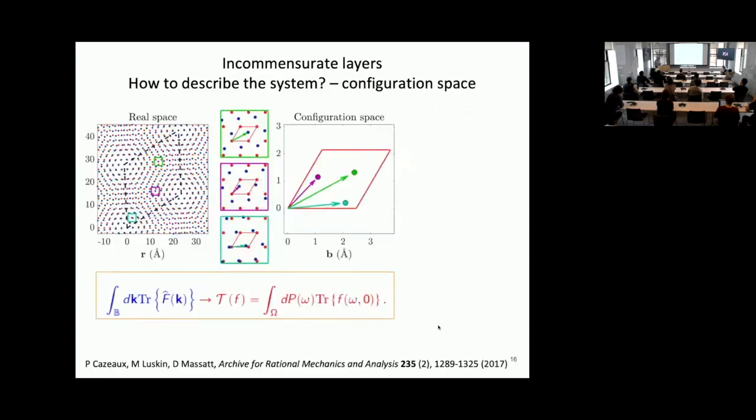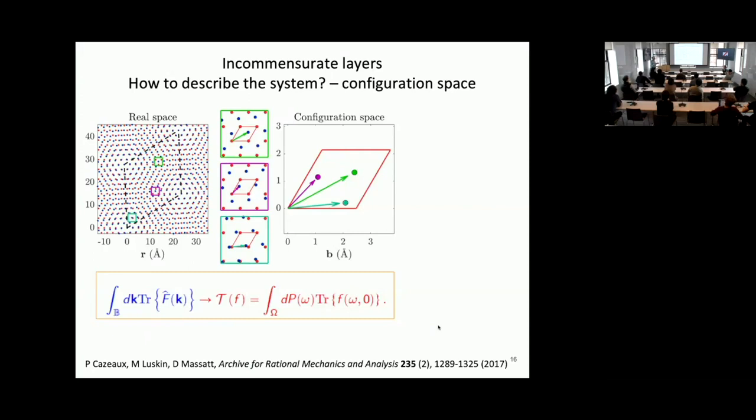Now, as I mentioned already, the layers are incommensurate for an arbitrary twist angle. So there's a question of how to describe the system. And we have been fortunate to work very closely with a group of wonderful mathematicians. Their names are listed here: Paul Cazeaux, Mitchell Luskin, and Daniel Massatt. And they helped formulate this picture where you describe the system in terms of configuration space.